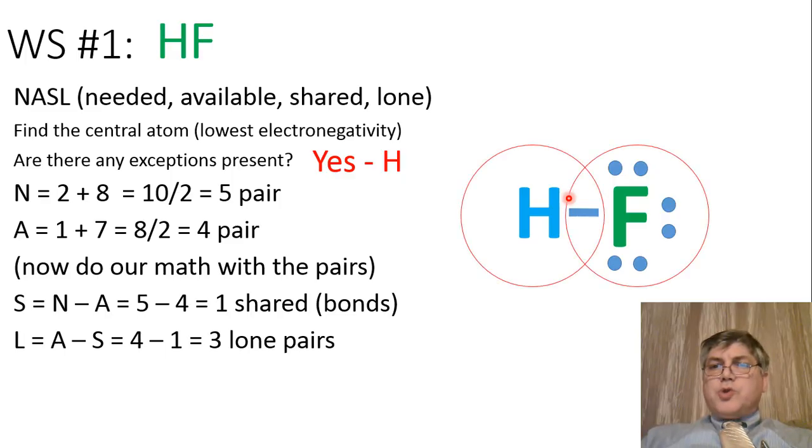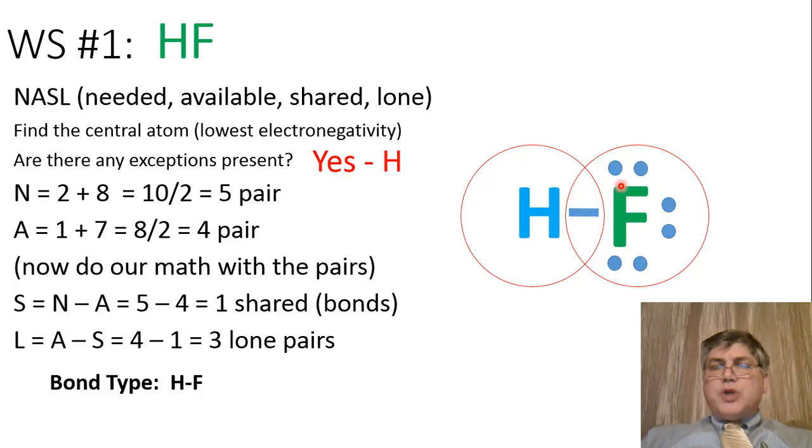We put our circles around the 2 atoms so that we can check for the rule of 8, or the rule of 2 for hydrogen. It's got 2, and fluorine here has 2, 4, 6, and 8. So everybody is happy.